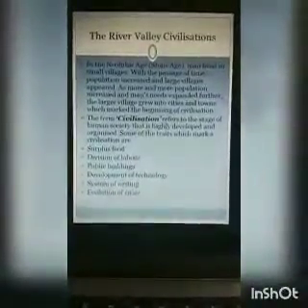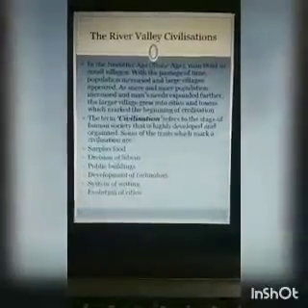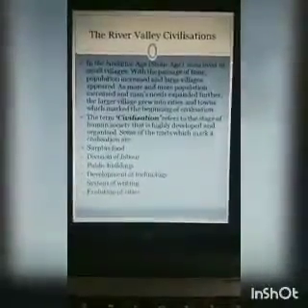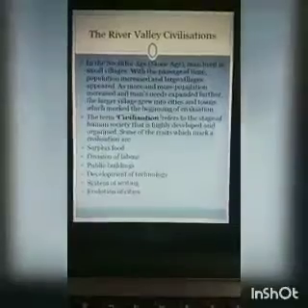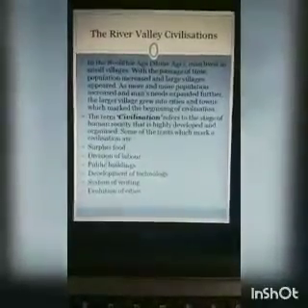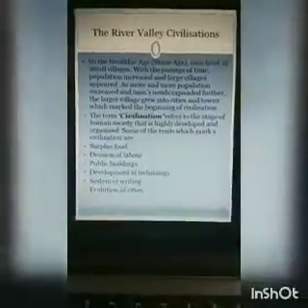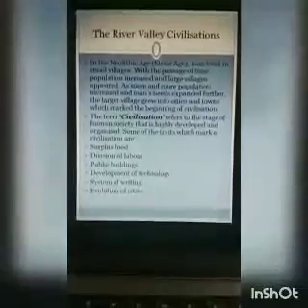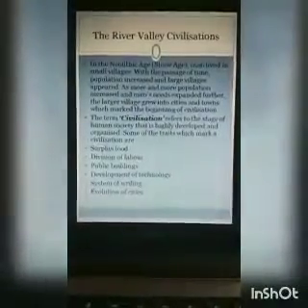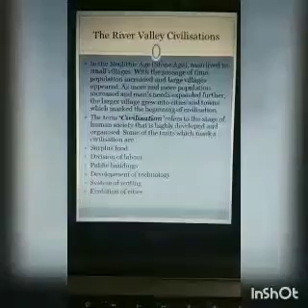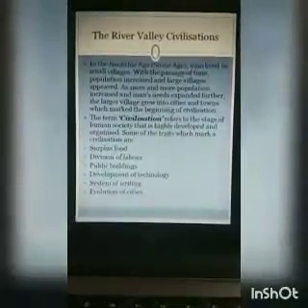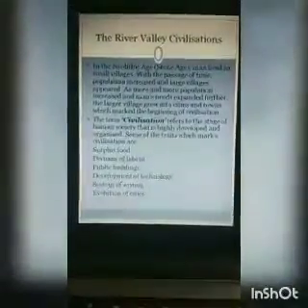The term civilization refers to the stage of human society that is highly developed and organized. Some of the traits which mark a civilization are surplus food, division of labor, public buildings, development of technology, system of writing, evolution of cities.